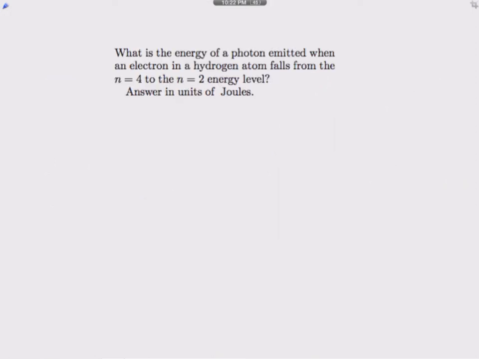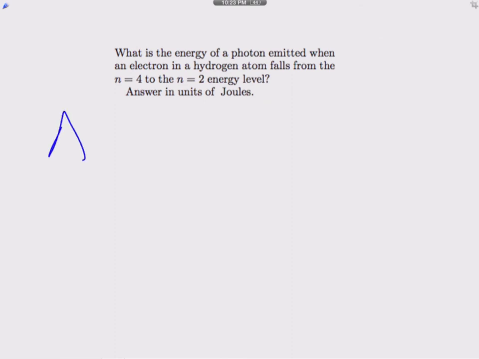What is the energy of a photon emitted when an electron from a hydrogen atom falls from the 4th to the 2nd energy level? We need the Rydberg equation. You'll be given the Rydberg equation on a reference sheet as part of the test, along with the speed of light and Planck's constant, which was in the last problem. You'll also be given a little bit more information that will be used for one of the problems that we'll get to. So what is the energy of a photon emitted?